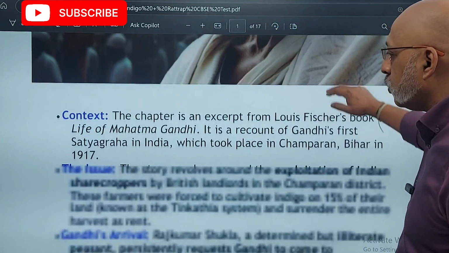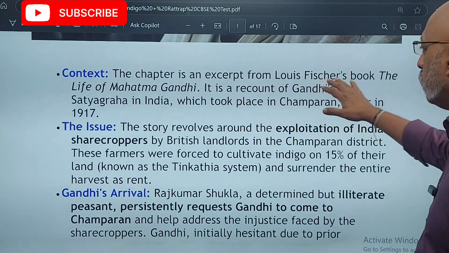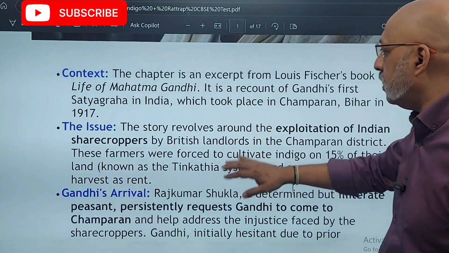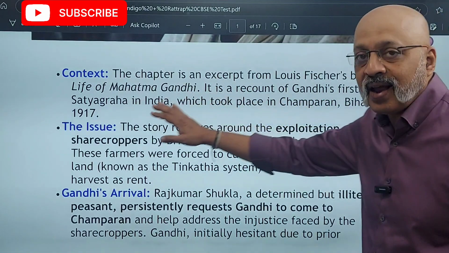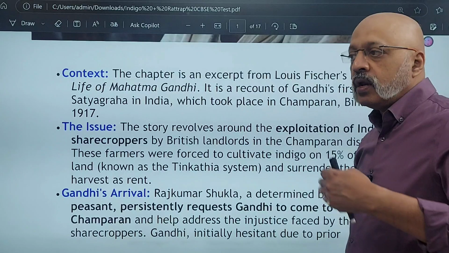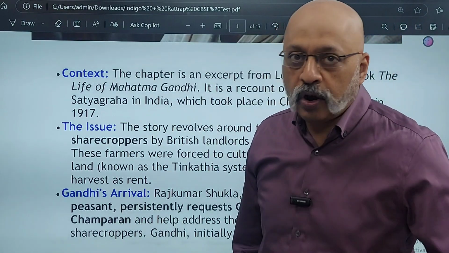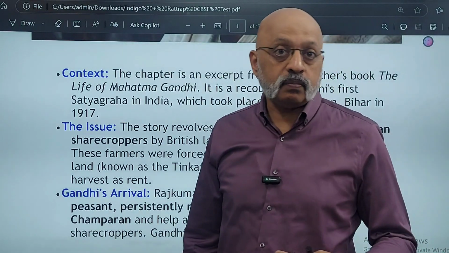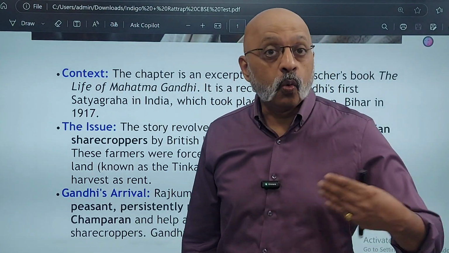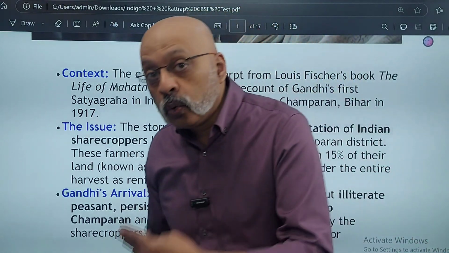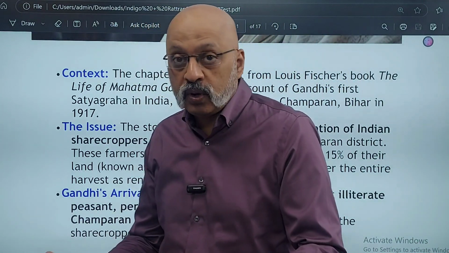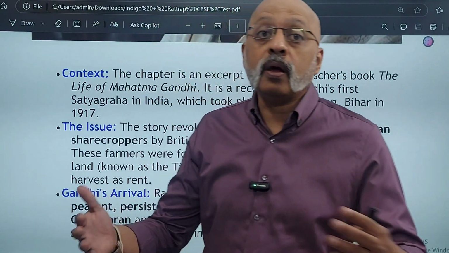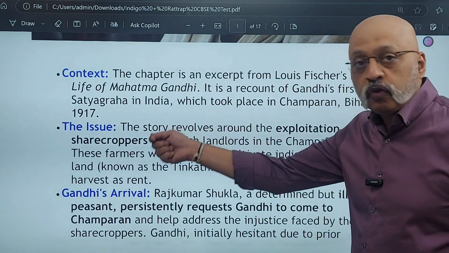Now, what we are talking about here is that this chapter is an excerpt from Louis Fisher's book, The Life of Mahatma Gandhi. It's a recount of Gandhi's first satyagraha in India, which took place in Champaran in Bihar in 1917. Champaran, in many senses, was a turning point because it told the rest of the country that here was a person called Mahatma Gandhi who had done something very significant when he was in South Africa, and is looking to do much of the similar in the similar vein, the satyagraha route, as far as India is concerned, on a much larger scale. What was the issue?